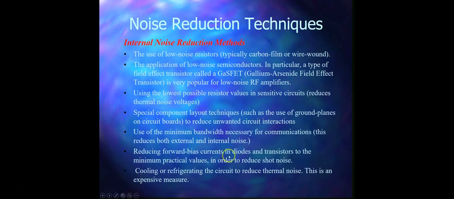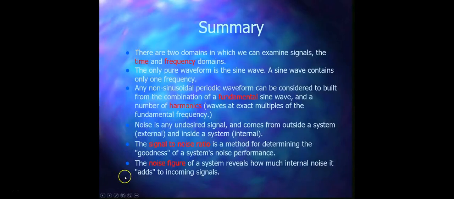Reducing forward bias current in diodes and transistors to the minimum practical value in order to reduce the shot noise. Cooling or refrigerating the circuit to reduce the thermal noise, and this is an expensive measure. So these were some of the internal noise reduction techniques, and now I'm going to move on to the next slide. And this is the summary of what we have covered today.